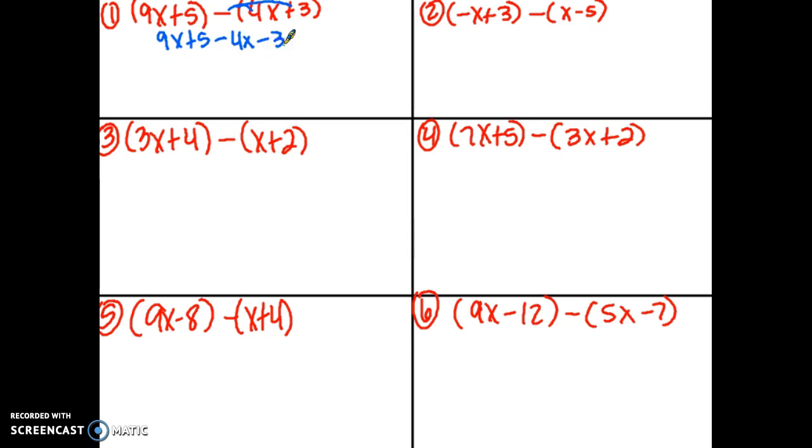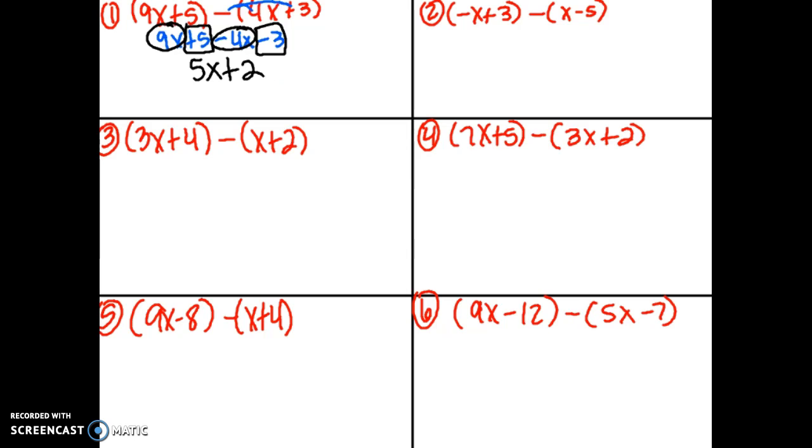Now that I've taken the opposite of everything inside the second set of parentheses, I can combine like terms. 9x minus 4x is 5x, and 5 minus 3 is positive 2. So my answer is 5x plus 2.